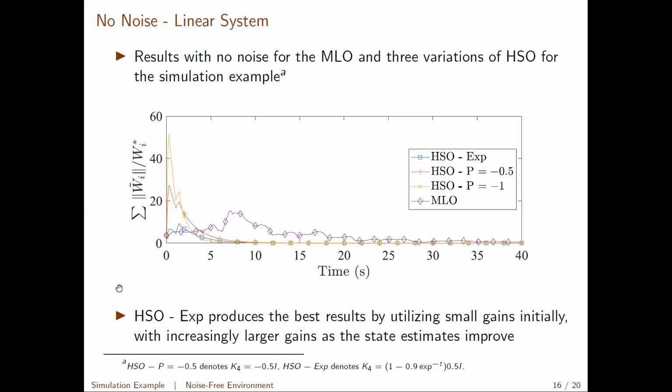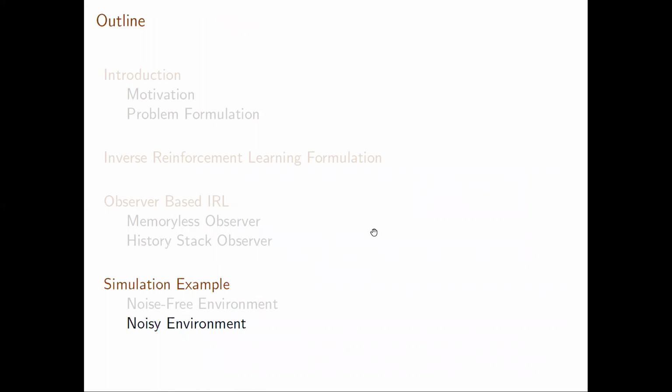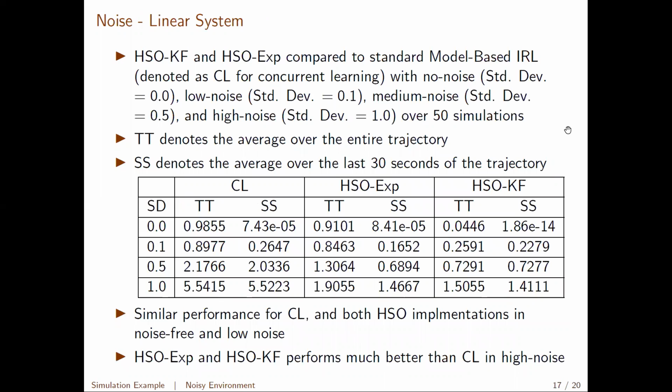Now let's go into the noisy environment. We did simulations over 4 different noise variations: no noise, low noise, medium noise, and high noise. We did those over 50 simulations, and we averaged the trajectories over all 50 simulations. Concurrent CL stands for concurrent learning. This is just our standard method, not the observer or filter method. And then we have 2 variations of a history stack observer: an exponentially changing gain matrix, and a Kalman filter implementation of a history stack observer.